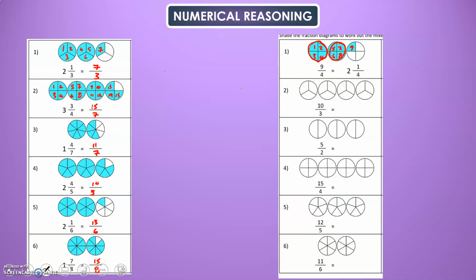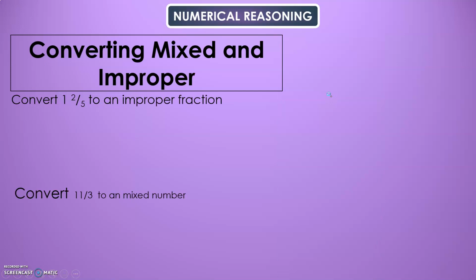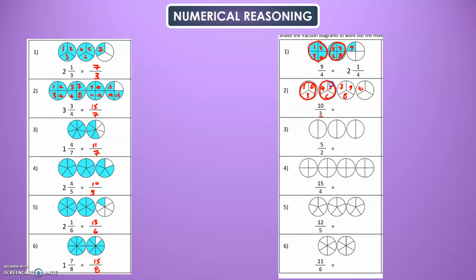So I'll show you in the second one. We're looking at thirds. So we've got the thirds shaded in, and we've got 10. 1, 2, 3, 4, 5, 6, 7, 8, 9, 10. So that's 1 whole, 2 whole, 3 whole, and 1/3. So it's 3 and 1 divided by 3.